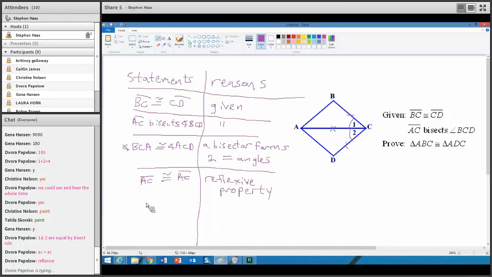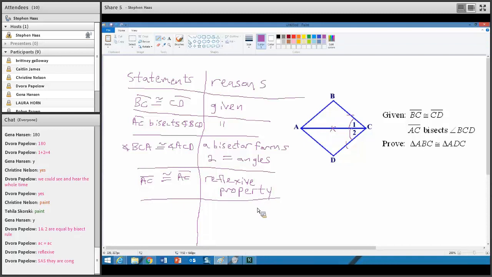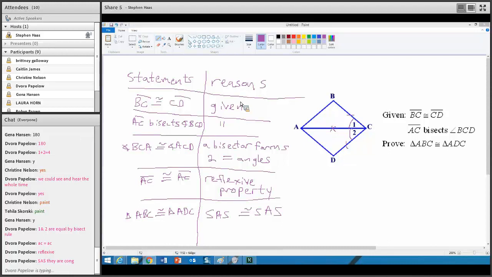But okay, so yeah, we've got the reflexive property. Now, what do we have? Exactly, now we've got a side, which was BC and CD, that was given. We've got the angles in the middle, and we've got the sides. So we can now say that triangle ABC is congruent to triangle ADC because side angle side is congruent to side angle side. Okay, well, that was a relatively simple one, right? Let's try another.